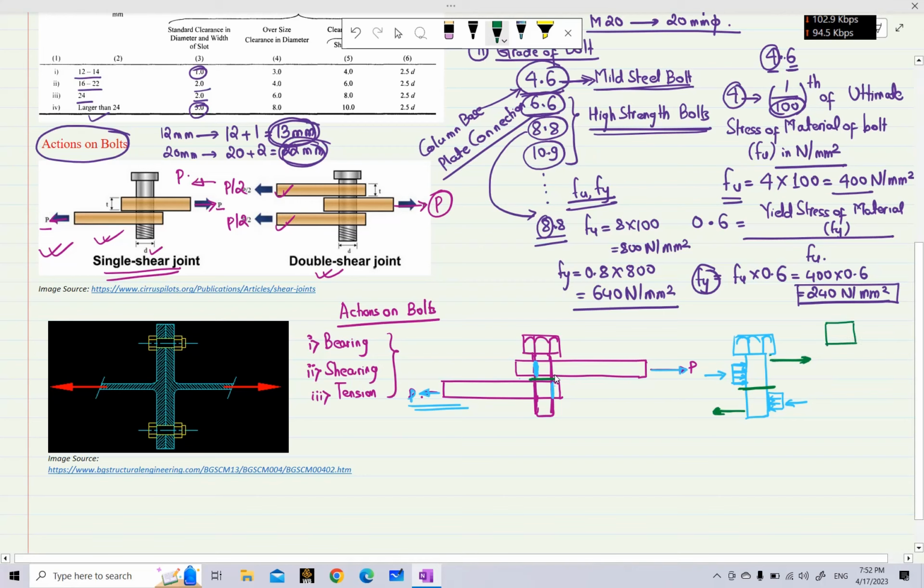Similar to what we do for a beam, let us say if we cut the beam at some place, we can say that some force is acting downward on this side and upward on this side. This is the shear force acting on our beam. Similarly for the bolt, since these two forces are being acted in two directions, there will be a shearing plane here.